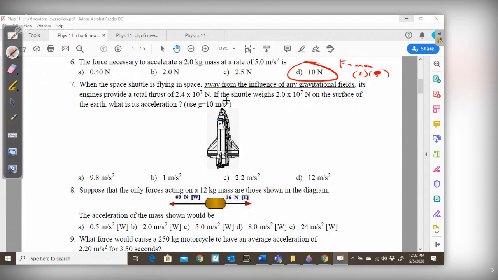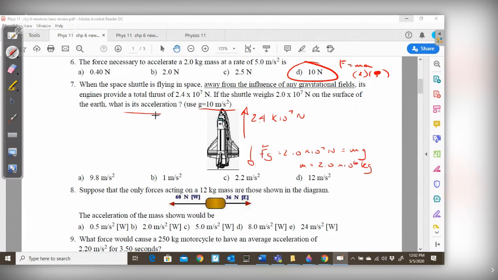Its engines provide a thrust of 2.4 times 10 to the 7 newtons. So the thrust pushes the shuttle that way. If the shuttle weighs 2 times 10 to the 7 newtons on the surface of the Earth, that means on the surface of the Earth, the force of gravity is equal to 2.0 times 10 to the 7 newtons. And that's equal to mg. And g, we're saying, is 10. So our m is equal to 2.0 times 10 to the 6 kilograms.